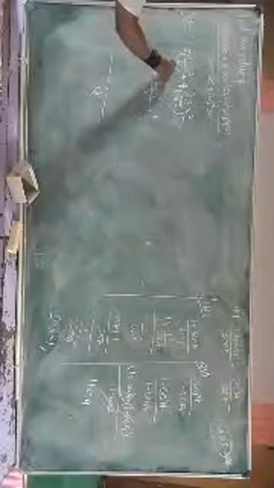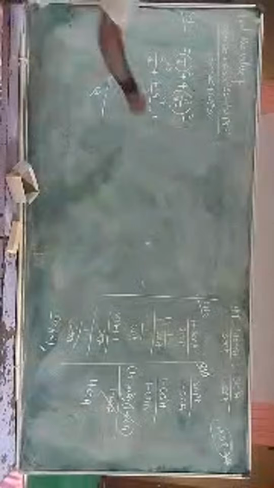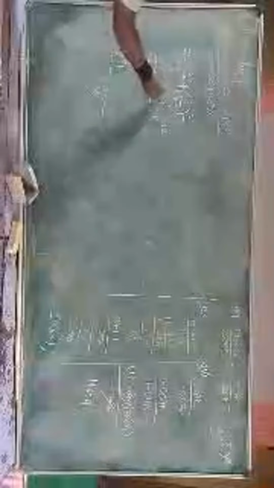4 threes are 12, 3 fours are 12, 1 twelve is 12. Am I right? Yes. Now 5 times 3 is 15, and 4 times 16 is 64, and 1 times 12 is 12. Adding up, we get 67 upon 12. Correct? Yes, how many people got this? It's not bad.